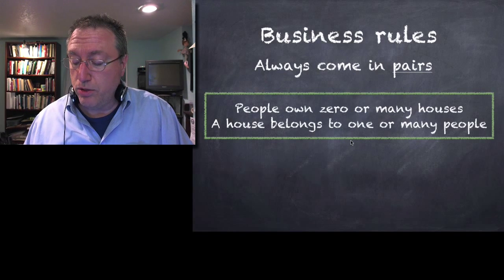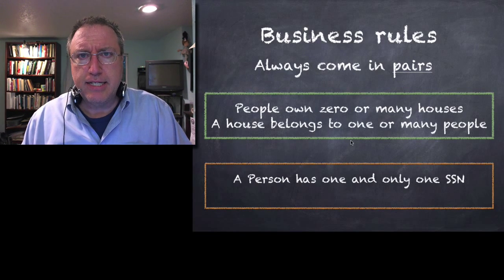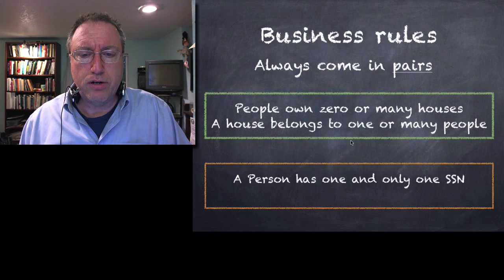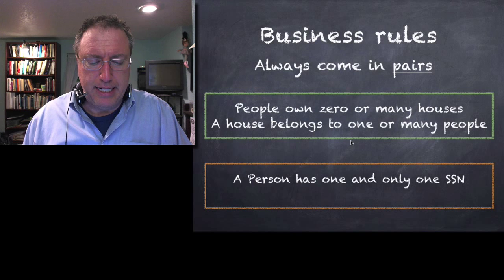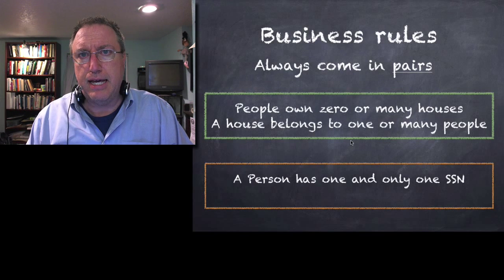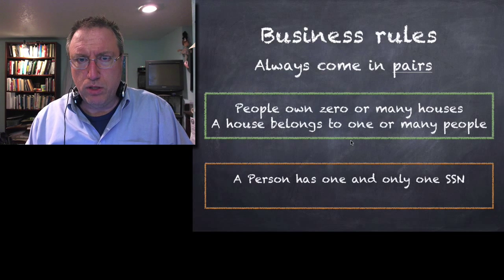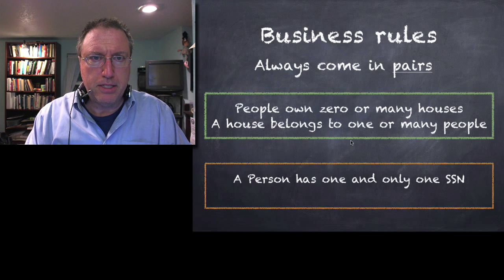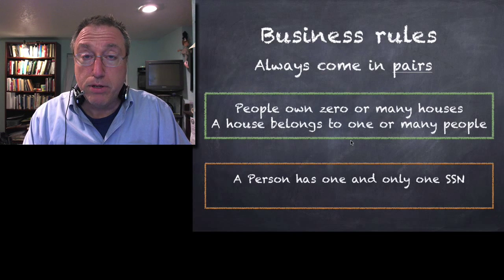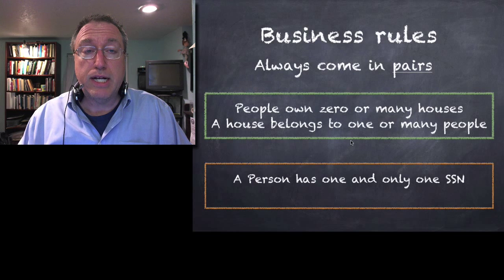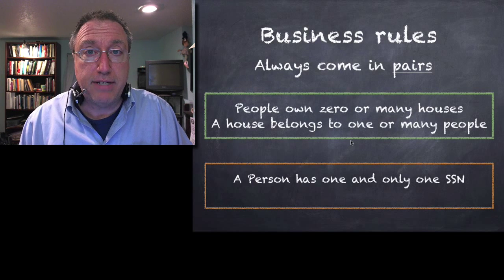Another business rule that comes up. In the United States, we have something called a Social Security number, an SSN, and that's assigned to each citizen as they are born or as they become a citizen. So one half of the rule that describes the relationship between people and Social Security numbers is a person has one and only one Social Security number. You don't get to have many of them, and you have to have at least one.